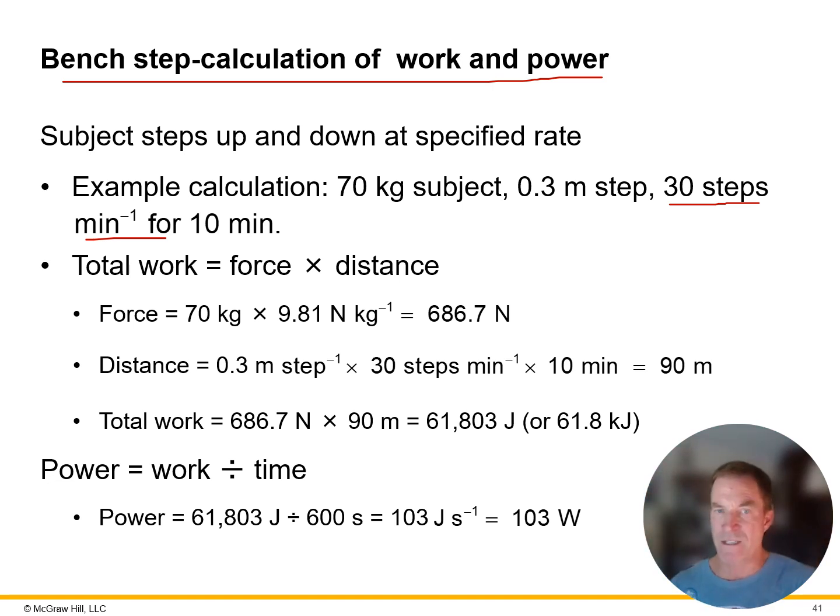So they're saying in this case, a 70-kilogram person, basically 154 pounds, went 0.3 meters. So it's roughly a foot, and then 30 steps per minute for 10 minutes. What was their total work? It ends up being that many joules or kilojoules, or that many Newton meters is kind of the way of looking at it.